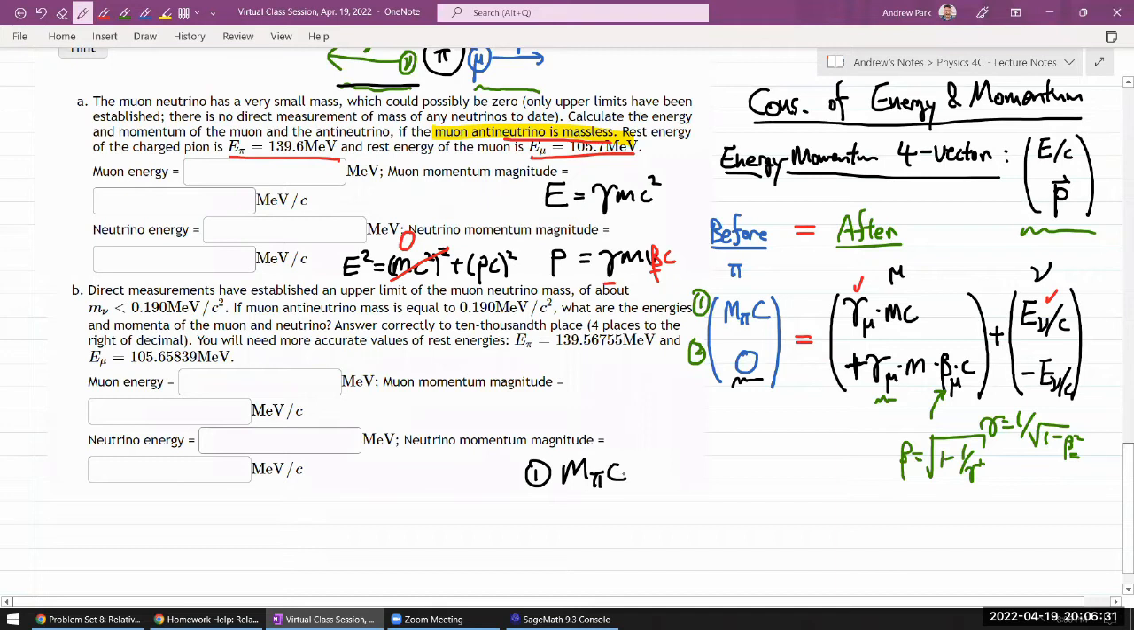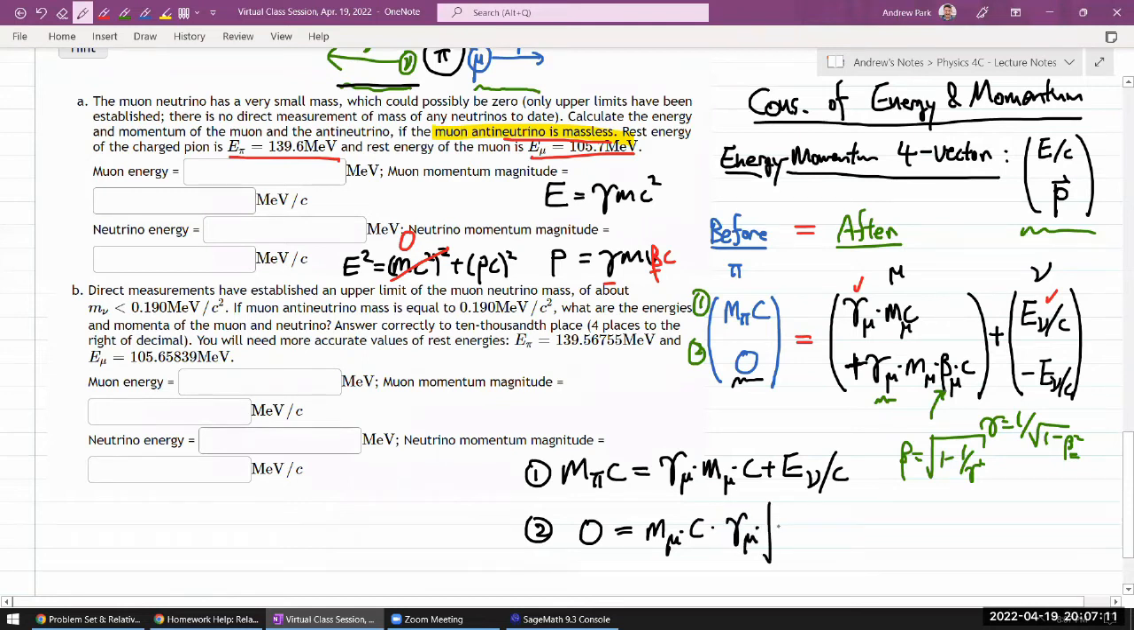So my equation 1 is: the rest energy of the pion divided by c is equal to the sum of these two, gamma of the muon times the mass of the muon, let me not forget that, times c, plus the energy of the neutrino in the decay divided by c. Okay, let me write down equation two while making this substitution. Zero is equal to, and making this substitution, let me do it this way, I'm going to write out mu c up front. And what I have is gamma mu times the square root of 1 minus 1 over gamma mu squared.